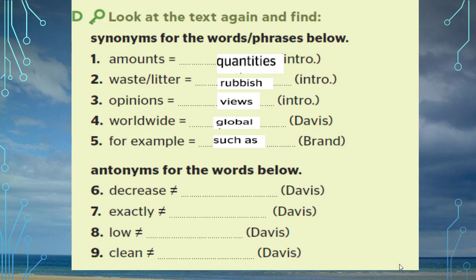Now let's find the antonyms for the words below. كلمة antonym معناها المضاد. Number six, decrease. And the antonym is increase. Number seven, exactly. The antonym is approximately. Number 8, low. The antonym is high. And finally, number 9, clean is the opposite to polluted.